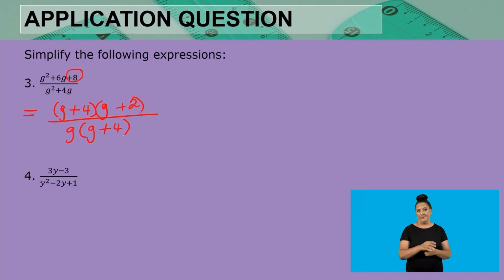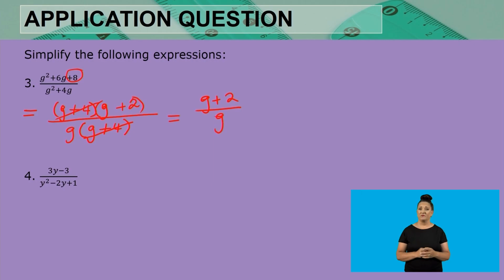And then when we take out that common factor of g, we are left with g plus 4. So when we look at the numerator and the denominator, there are things that are the same. We have a binomial at the top that is g plus 4 and a binomial at the bottom that is g plus 4. So g plus 4 divided by g plus 4, that now leaves us with our g plus 2, and this is all divided by g.